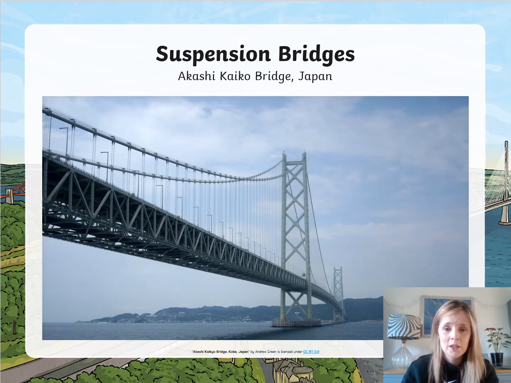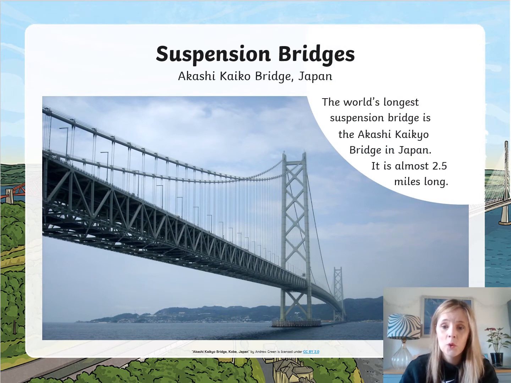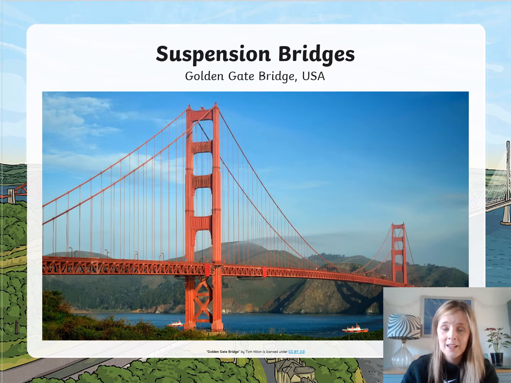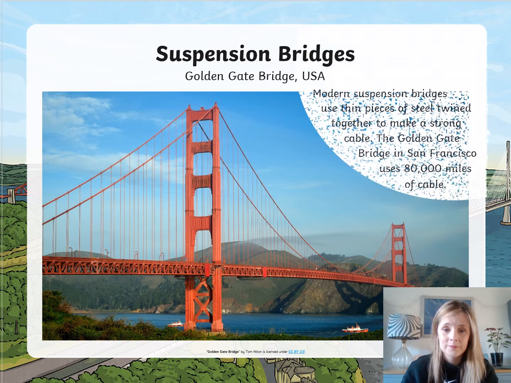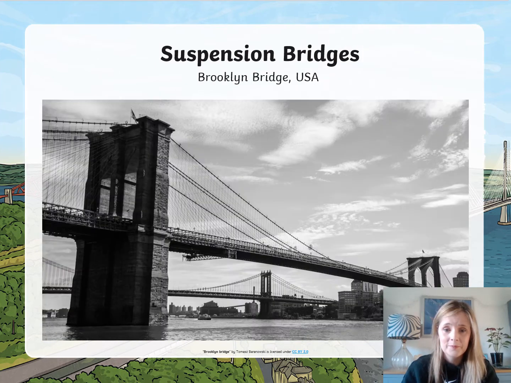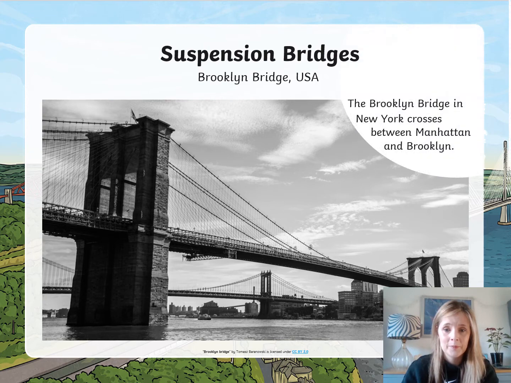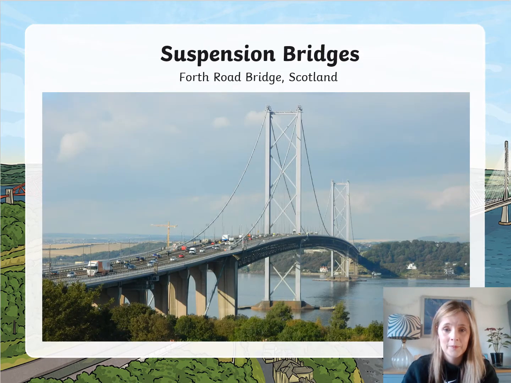Here's a suspension bridge in Japan. This is called the Akashi Kaiko Bridge. And this is the world's longest suspension bridge. It's nearly 2.5 miles long. Here's another suspension bridge in America called the Golden Gate Bridge. And another one called Brooklyn Bridge. This is also in America. And this suspension bridge is in Scotland.